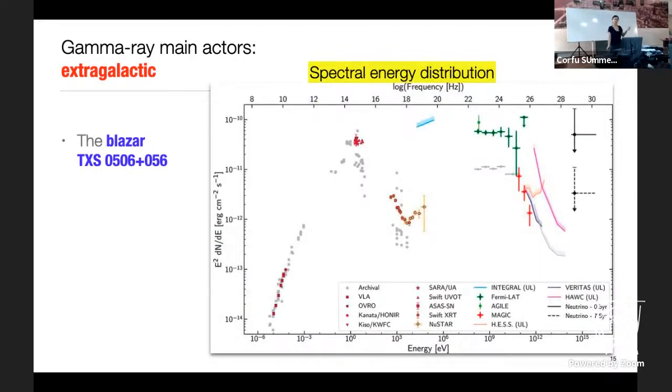Speaking about blazars, I'm showing you another example. I show you the spectral energy distribution of a galactic source, the Crab nebula, which is a supernova remnant. This is the spectral energy distribution of the famous neutrino blazar, the blazar that was associated with a neutrino emission for the first time in 2018.